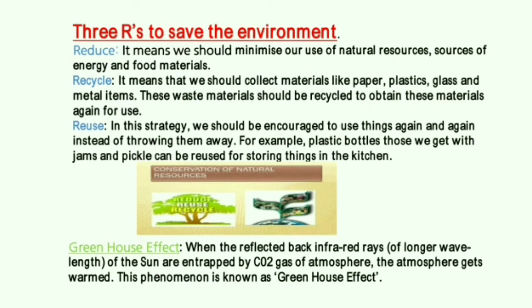The 3 R's to save the environment: reduce, recycle, and reuse. Reduce means we should minimize our use of natural resources, sources of energy, and food materials. Recycle means that we should collect materials like paper, plastics, glass, and metal items. These waste materials should be recycled to obtain these materials again for use. Reuse: in this strategy, we should be encouraged to use things again and again instead of throwing them away. For example, plastic bottles that we get with jams and pickles can be reused for storing things in the kitchen.